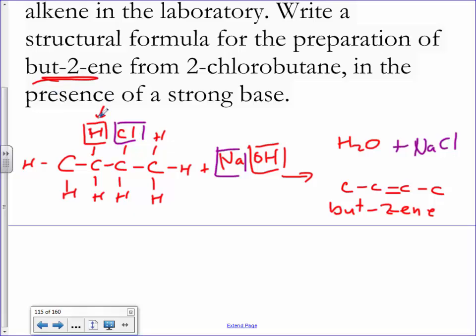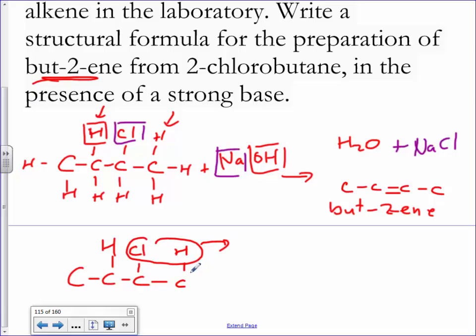Let's say that we were doing the reaction and we didn't know what to expect, though. It is entirely possible that this hydrogen right here comes instead. Does that make sense? Let's say that, I'll write this out a second time here. Let's say that it wasn't this chlorine and this hydrogen that ended up getting ripped off. Let's say that it was this chlorine and this hydrogen that got ripped off. Well, then what would it make? It would still make your water and your sodium chloride, but now your double bond would actually be in this location right here, which would be a but-1-ene.